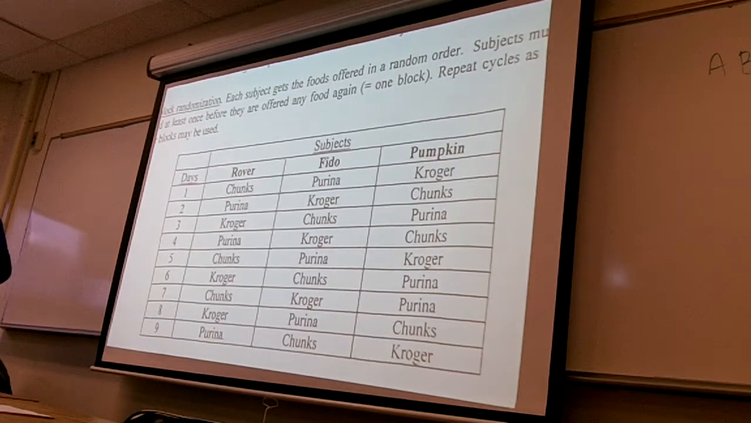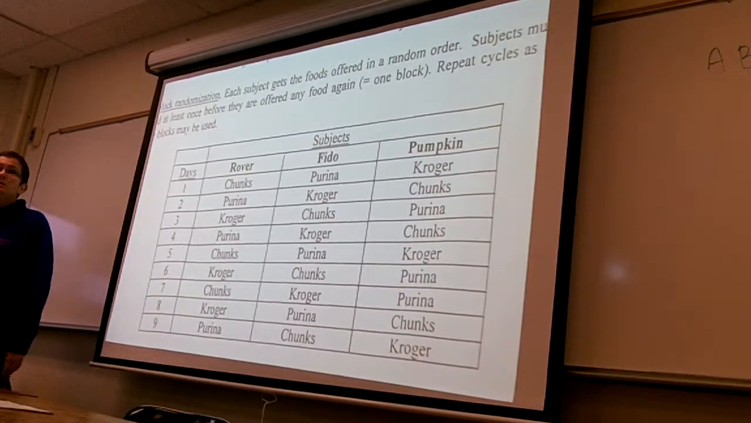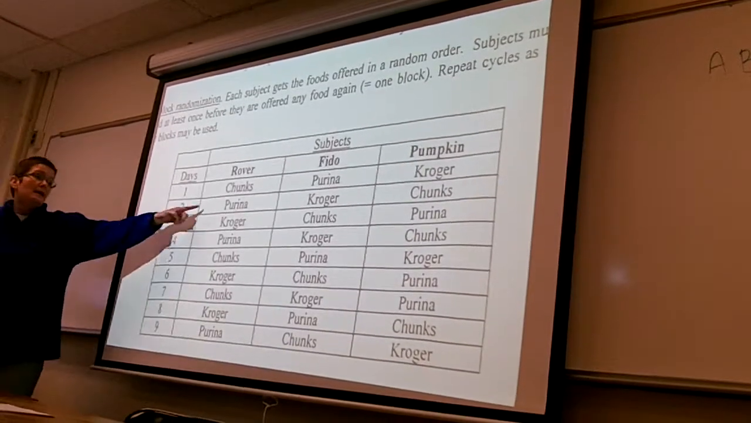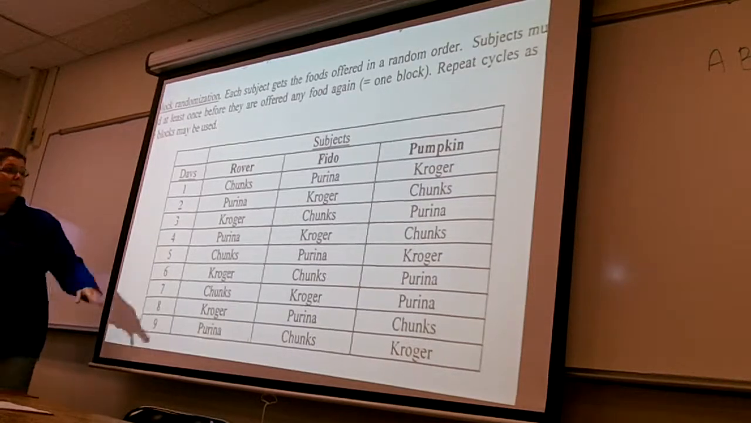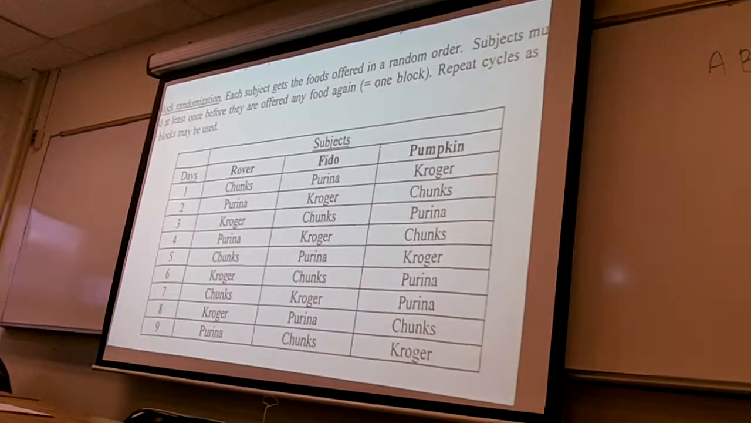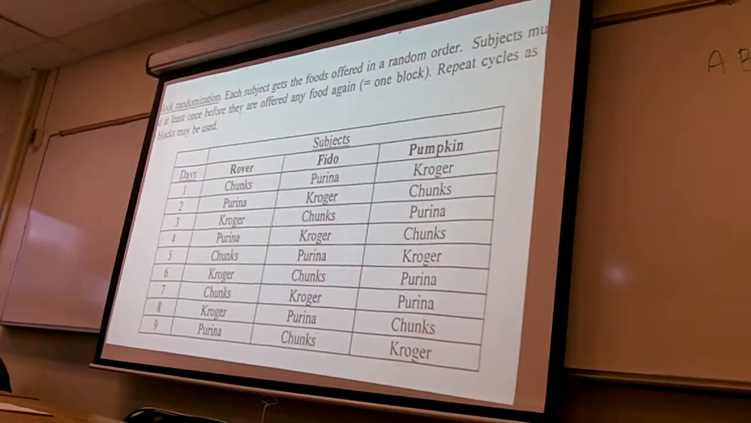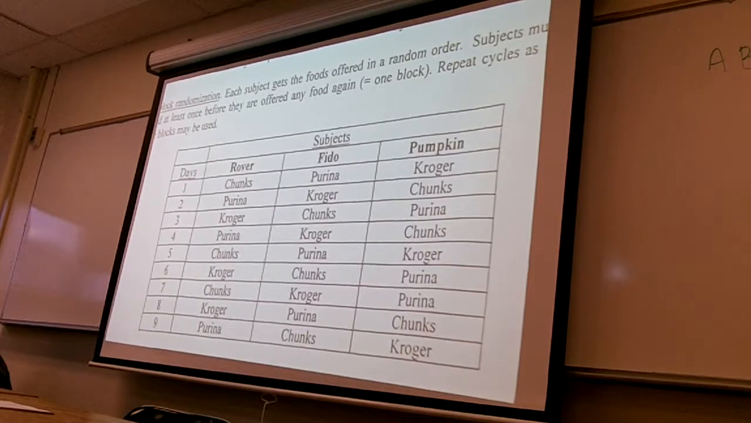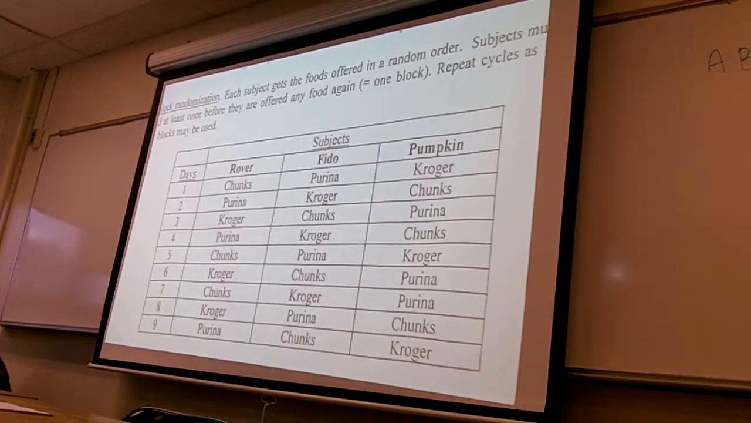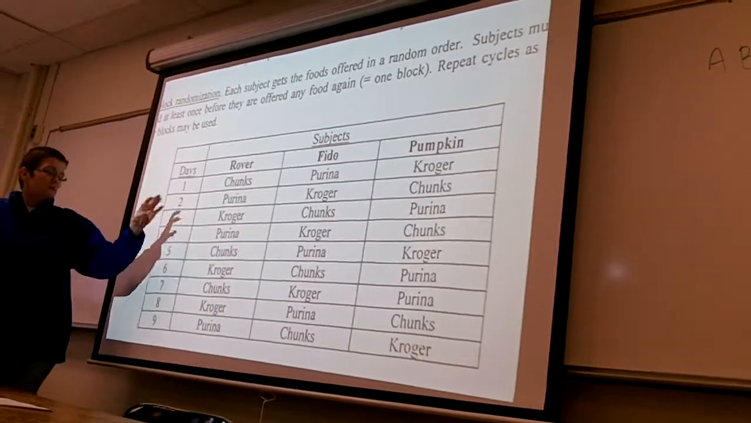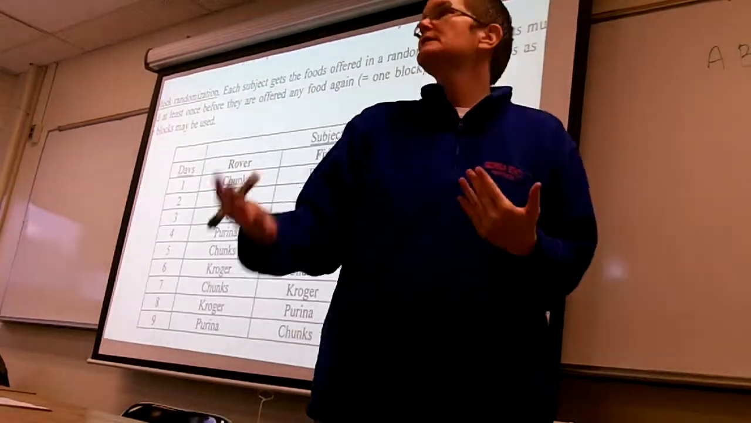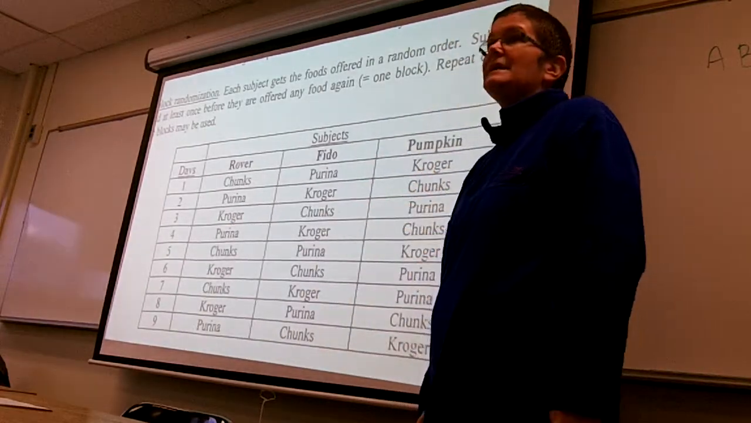Next day. Now, Rover had chunks on the first day, so now I have to give Rover either Purina or Kroger. And I choose Purina, right? That being the case, that limits what I can do in these other conditions, because every day I'm going to gather data from every condition. I'm going to get a full block worth of data. No 2 dogs are going to eat the same food on any given day. And I'm just going to keep rotating like that. Chunks, Purina, Kroger, Purina, Chunks, Kroger, Purina, whatever. Just mix it up. Okay? Over and over and over again until I've got as much data as I need.